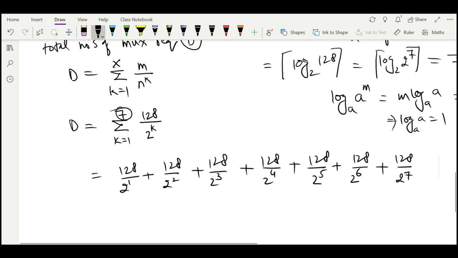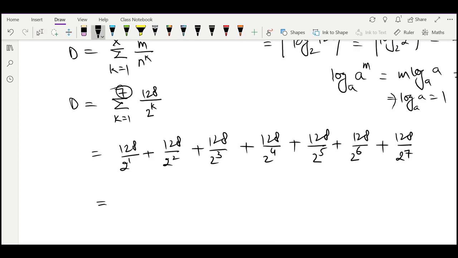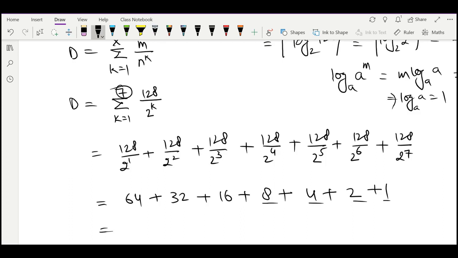Now you can solve this, and what we get is 64, 32, here we get 16, here we get 8, then 4, then 2, and then 1. So you can sum it up. So 2 plus 1 is 3, plus 4 is 7, plus 8 is 15, plus 16 is 31, plus 32 is 63, 63 plus 64 is 127. So 127 muxes are required.